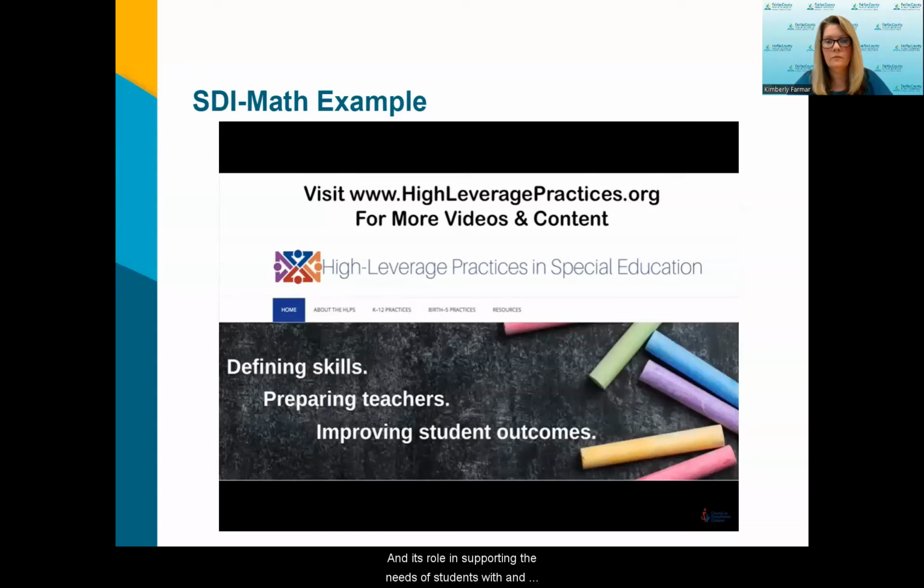More information about systematically designing instruction towards learning goals and its role in supporting the needs of students with and without disabilities can be found at www.highleveragepractices.org and the National Center for Intensive Instruction website.